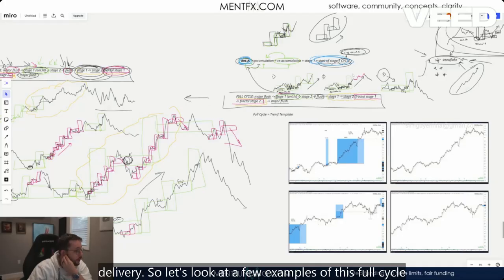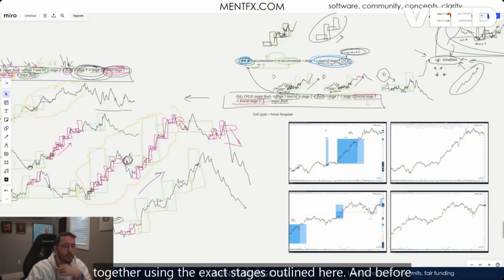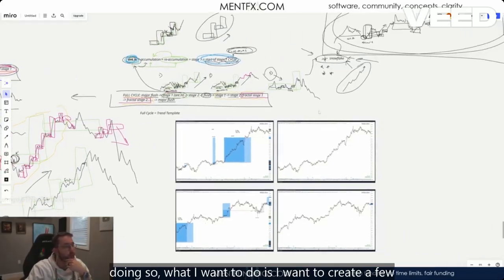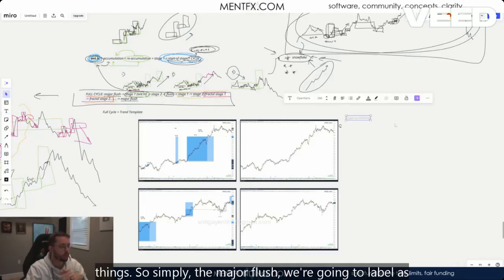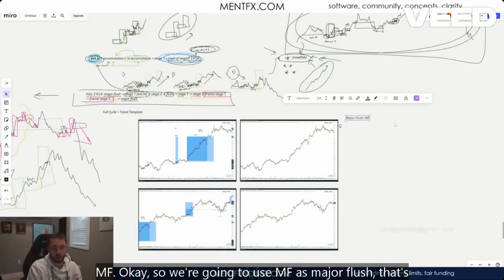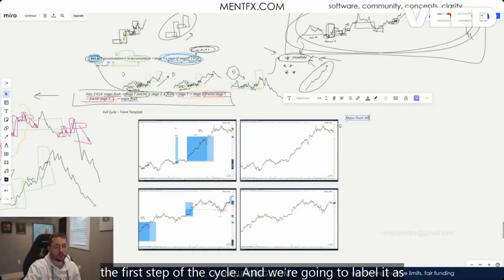So let's look at a few examples of this full cycle together using the exact stages outlined here. And before doing so, I want to create a few labels so you're aware of why we're labeling certain things. So simply, the major flush we're going to label as MF, okay? We're going to use MF as the label to just label a major flush. That's the first step of the cycle.